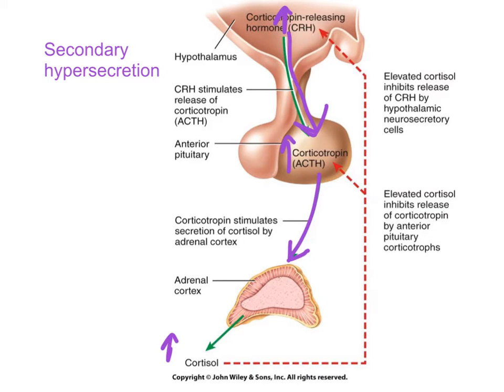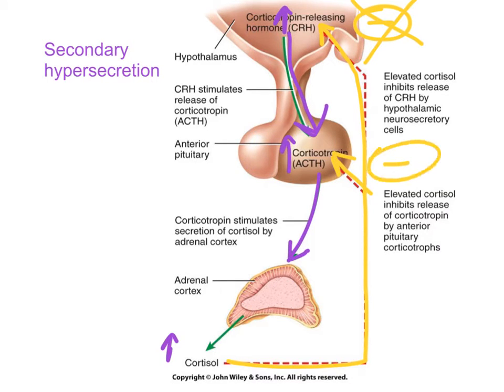Increased levels of cortisol would normally go back and inhibit the release of CRH from the hypothalamus. However, because this is where the actual problem lies, this negative feedback is no longer going to be effective. It would also inhibit ACTH from the anterior pituitary, but because it's being overstimulated by the CRH coming in, that will override this inhibition, and negative feedback will not be effective at this level.